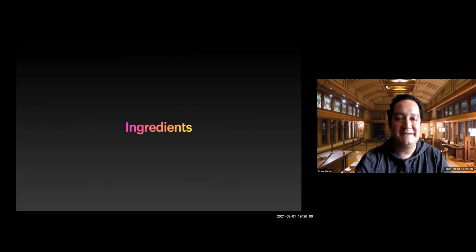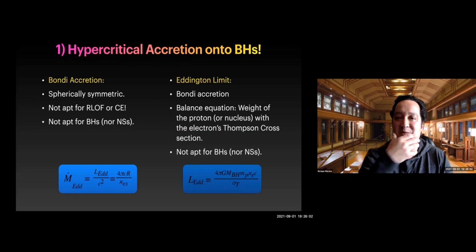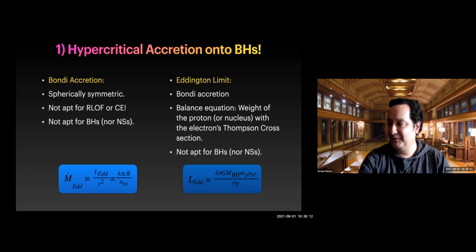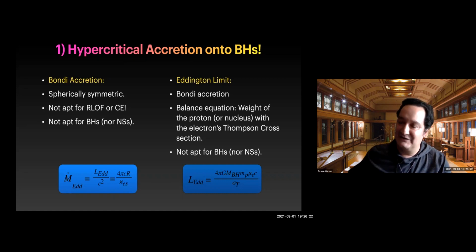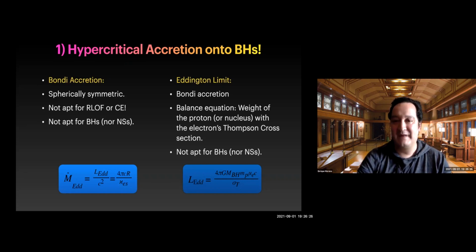So what are the main ingredients? First, let me put a little bit of controversy here. I want to talk about hypercritical accretion onto black holes. And one thing that you can notice in the literature is that whenever people are talking about accretion onto black holes, they will say, well, we know that the mass cannot be larger than so much because we observe this luminosity, and the Eddington rate tells us that a black hole cannot accrete above that.